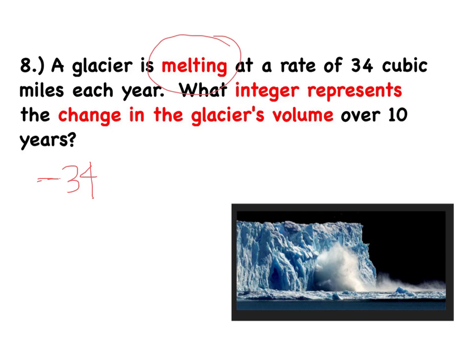Now, we want to know the change in the glacier's volume over 10 years, so we're going to multiply that rate for 1 year by 10. And we're going to end up with negative 340 cubic miles.